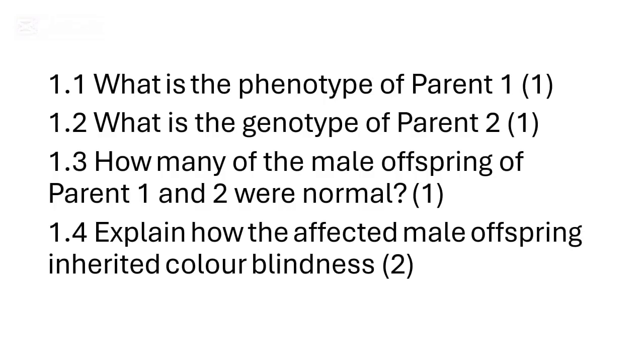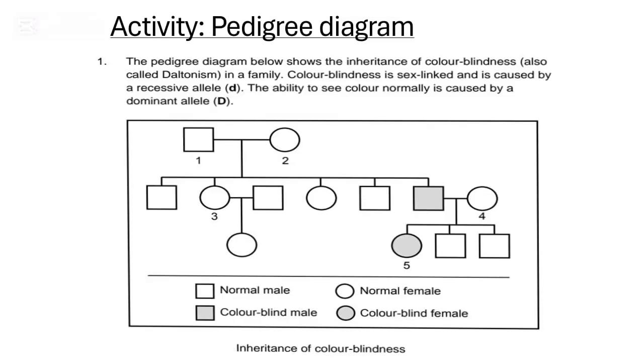1.1. What is the phenotype of parent 1? So we're going back to the diagram to see the phenotype of parent 1. The first thing we come across at parent 1 is a square. And we know that males are represented by a square, so we know that parent 1 is a male. And we can see that the square is unshaded. So the phenotype of parent 1 is normal male or male without color blindness.